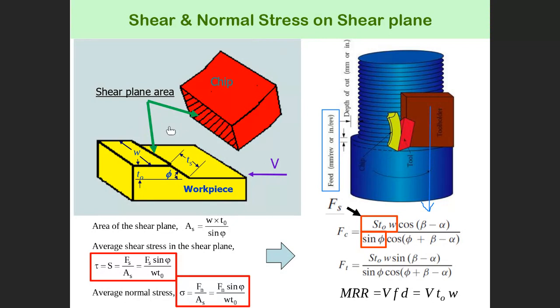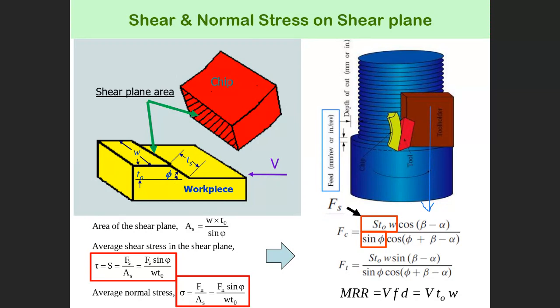What is the shear area? Shear area equals As. As is the shear area, equal to w multiplied by ts. And this ts can be obtained as t0 divided by sine phi, since t0 equals ts sine phi, then ts equals t0 divided by sine phi. Then the shear area As equals w ts, or w t0 divided by sine phi.